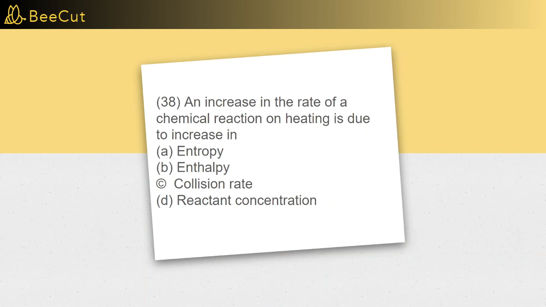An increase in the rate of chemical reaction on heating is due to increase in the collision rate. A, entropy. B, enthalpy. C, collision rate. D, reactant concentration. An increase in the rate of chemical reaction on heating is due to increase in the collision rate, which is C. The more the collision, the more the reaction occurs.